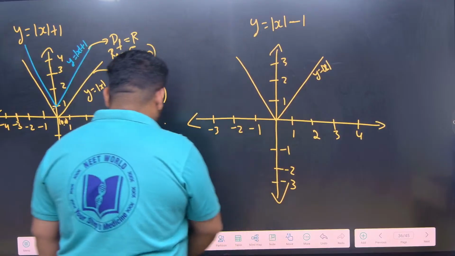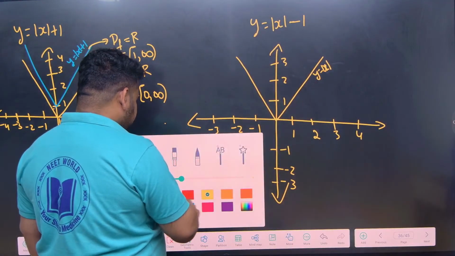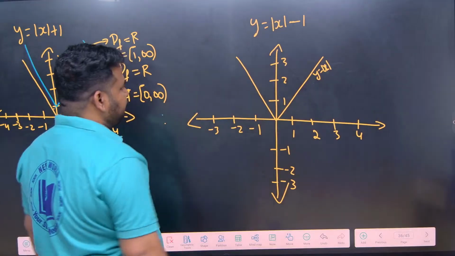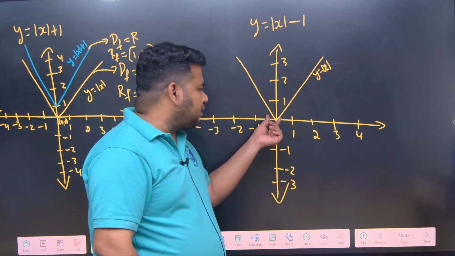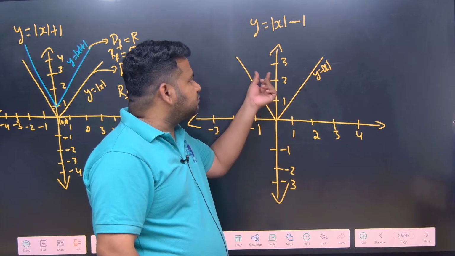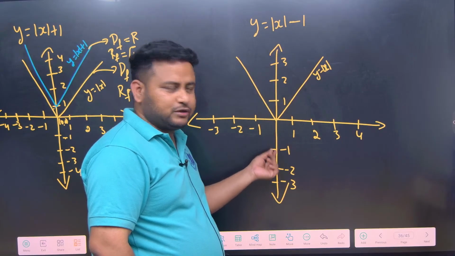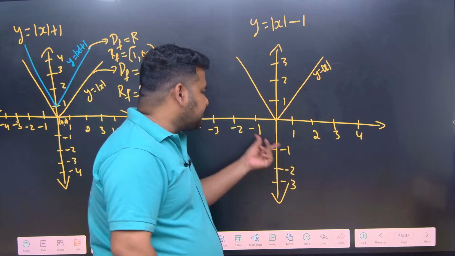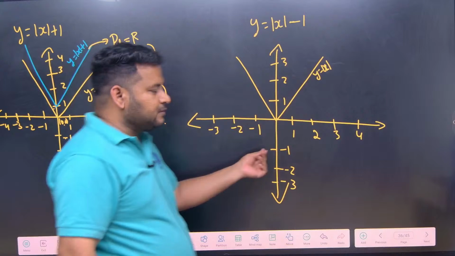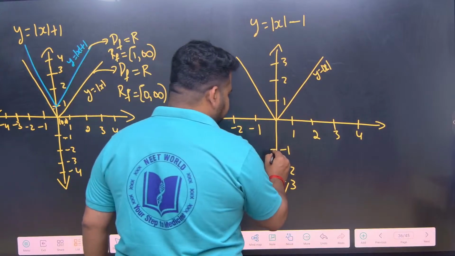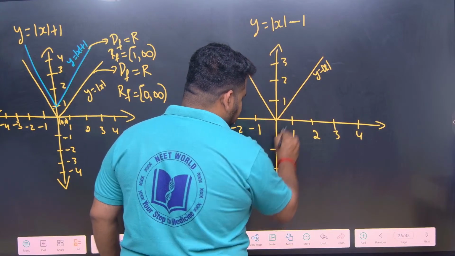Now I want y is equal to mod x minus 1. The graph of y is equal to mod x is pointed at the origin, 0 comma 0. With mod x minus 1, the sharp edge has come down. It is starting from minus 1. Earlier it started from plus 1, now it has come down and starts from minus 1. So from where should I start? From here. The graph will start from here, and like this it goes.